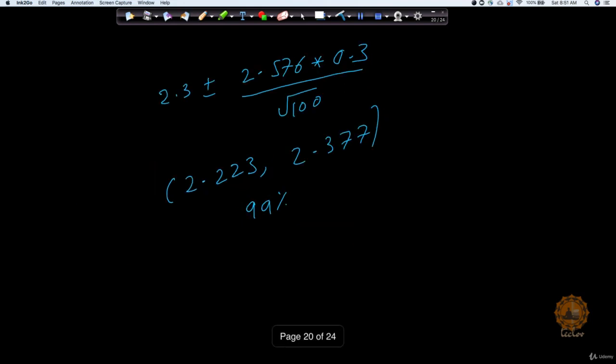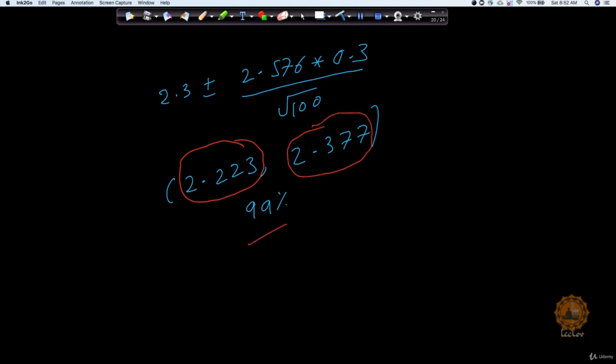Now, do you recall I gave you a table, right? In that table, I told you that you can easily compute the Z scores for confidence intervals. So in that table, if you recall, for 0.99, basically for 99%, we have the Z score as 2.576. And I have the total sample of 100. So when I did this, I got the confidence interval as 2.223 to 2.377, which is the range for the 99% confidence interval.